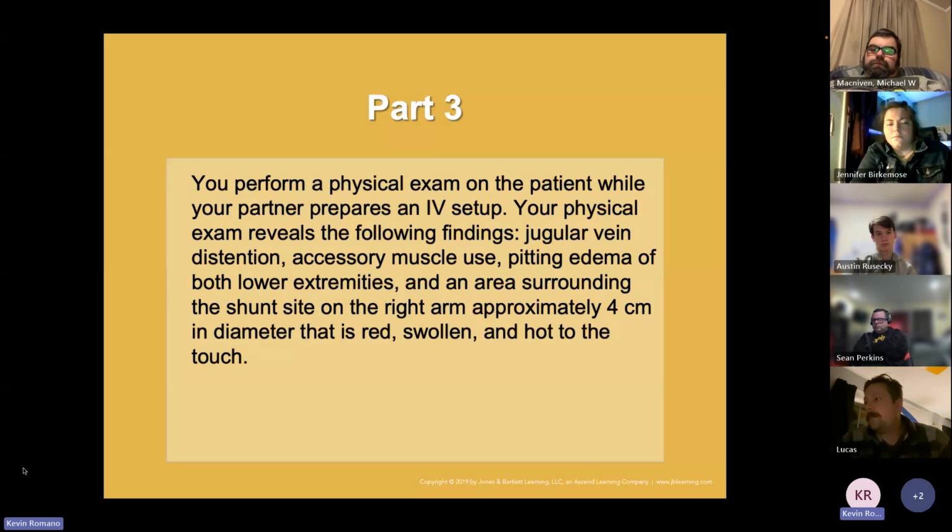Let's go to part 3. You perform a physical exam on the patient while your partner prepares an IV setup. Your physical exam reveals the following findings: jugular vein distension, accessory muscle use, pitting edema of both lower extremities, and an area surrounding the shunt site on the right arm approximately 4 centimeters in diameter that is red, swollen, and hot to the touch.